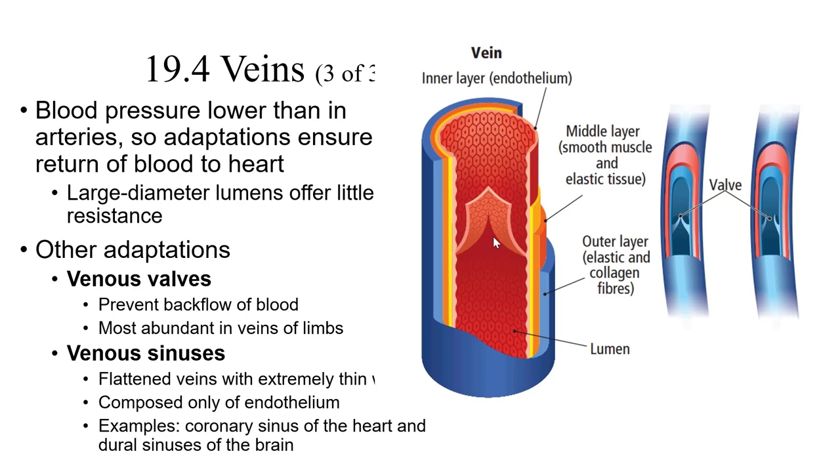Then you have also venous sinuses. These are flattened or flat veins with extremely thin walls, and they're composed only of the endothelium. And you find the venous sinuses in the coronary sinus of the heart and the dural sinuses of the brain. And you've already studied what the dural sinuses of the brain are when you were in AMP1. Now, also you've learned where the coronary sinus is.